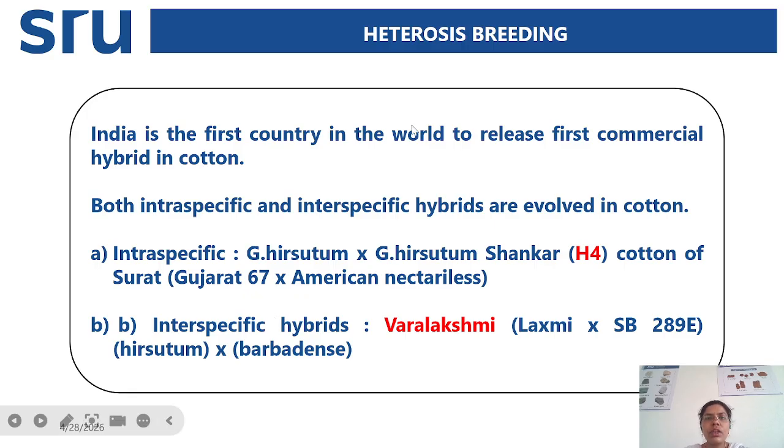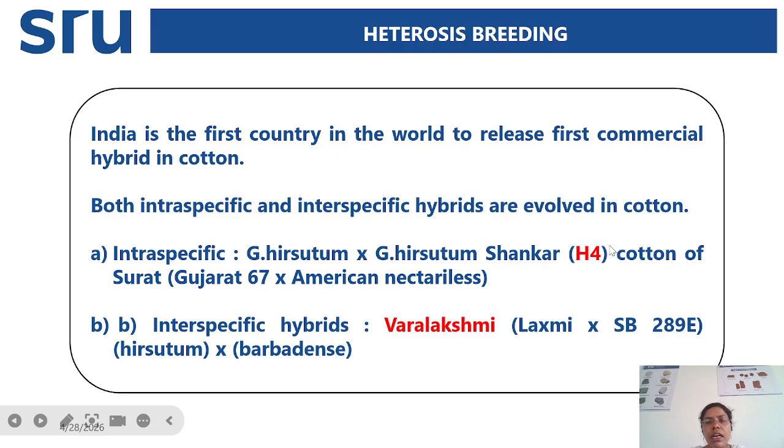And next, coming to the breeding method, heterosis breeding. Generally, heterosis breeding is a widely used breeding method in cotton. In the world, India is the first country to release a commercial hybrid in cotton. In cotton we have both intraspecific and interspecific hybrids. For the intraspecific hybrid, we have H4 cotton. This is the first cotton hybrid which was developed and released in the country.